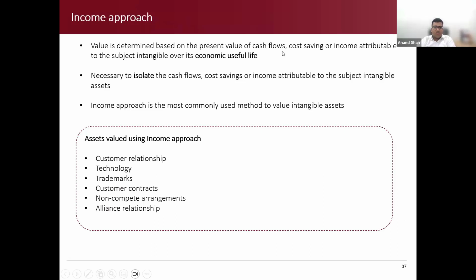So again, income approach. Under the income approach, value is determined based on the present value of cash flows, cost savings, or income attributable to a subject intangible over the economic useful life. Valuing an intangible asset is a little different, because when you're valuing a company, all the cash flows that the company is generating need to be considered. However, when you're valuing an intangible asset, the cash flows that a company generates are because of several other assets apart from that particular intangible, right?